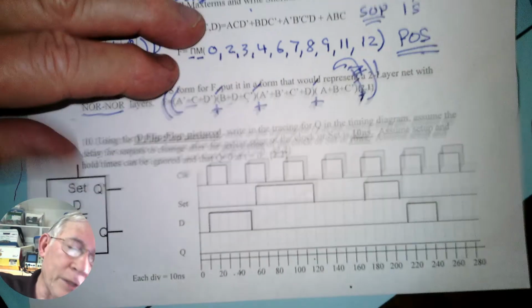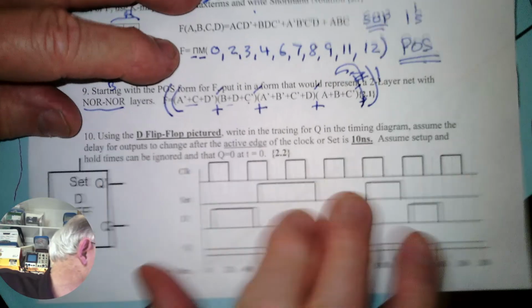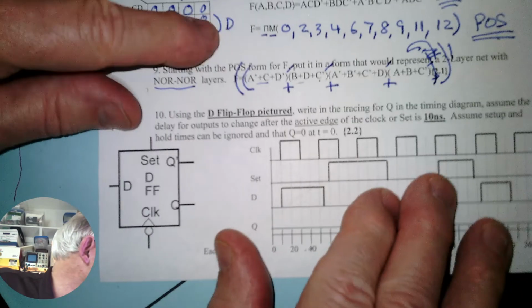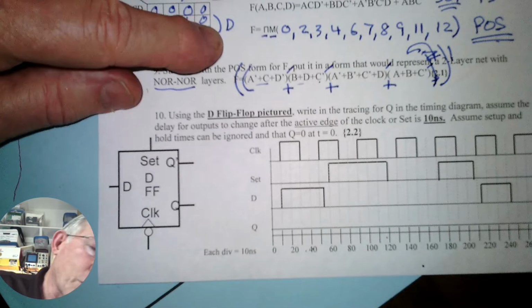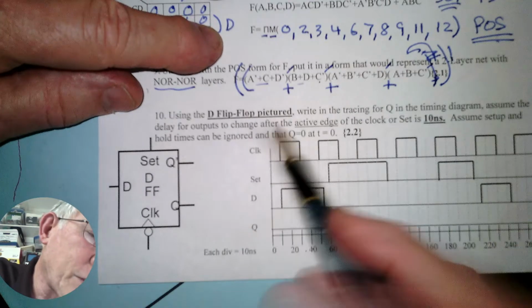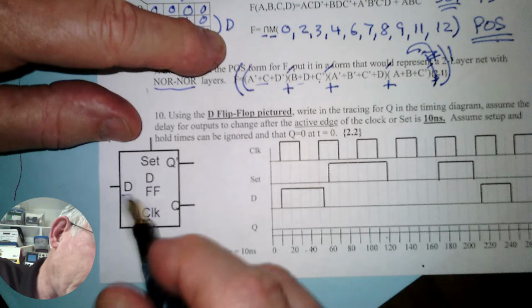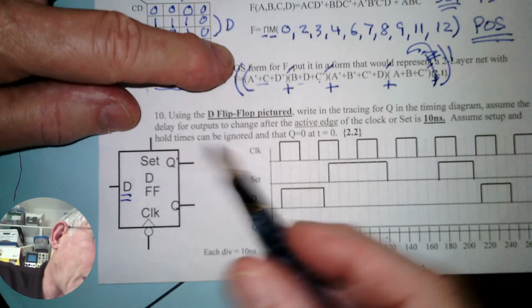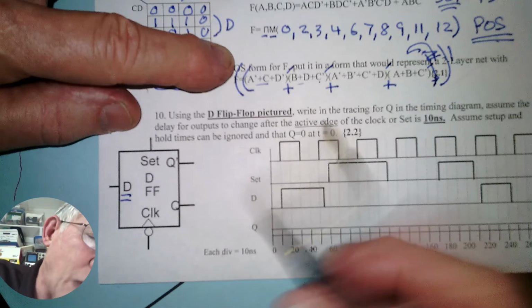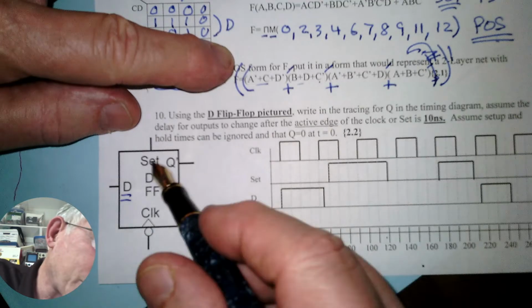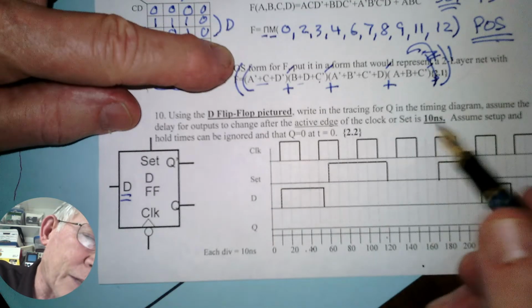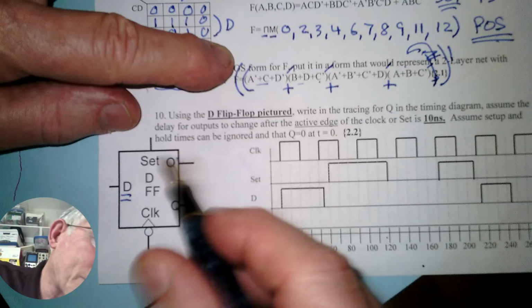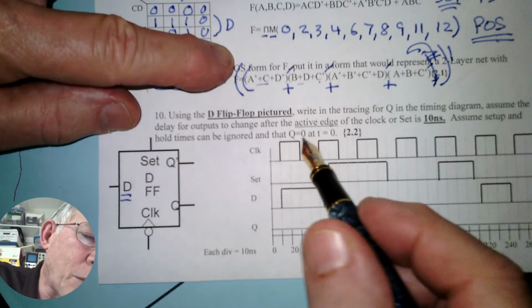All right, final problem. Final problem is this final one here. And so I'm going to shine it over here a little bit. Okay, so notice using the D flip-flop picture. Okay, so it's a D flip-flop. Write in the tracing for Q in the timing diagram. Assume the delay for outputs to change after the active edge of the clock or the asynchronous set is 10 nanoseconds. Assume setup and hold times can be ignored and that Q is 0 at the beginning.